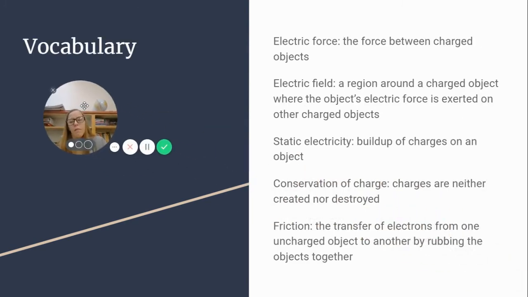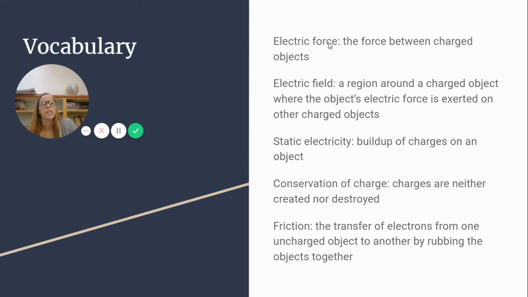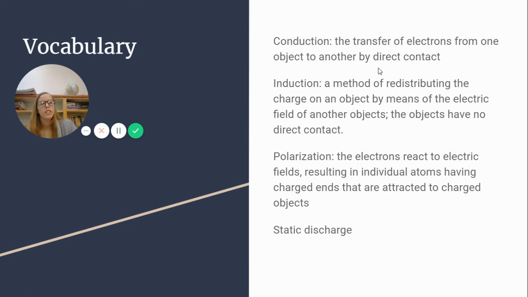So let's look at our vocabulary. Electric force is the force between charged objects. Electric field, a region around a charged object where the object's electric force is exerted on other charged objects. Static electricity, buildup of charges on an object. Conservation of charge, charges are neither created nor destroyed. Friction, the transfer of electrons from one uncharged object to another by rubbing the objects together. Conduction, the transfer of electrons from one object to another by direct contact.